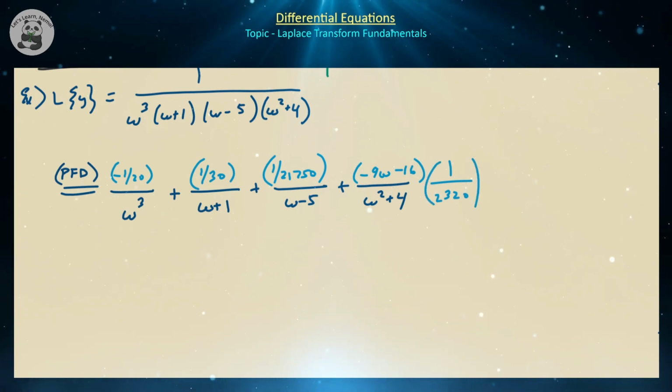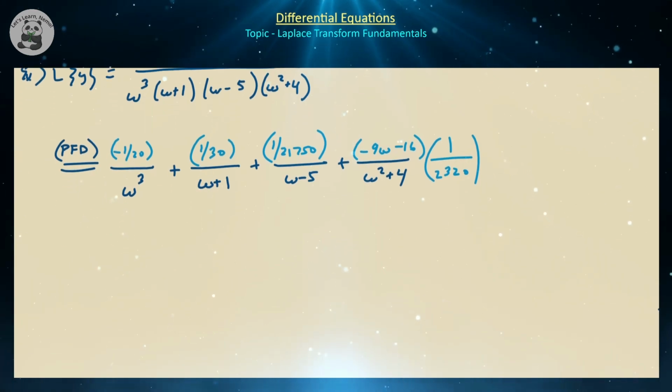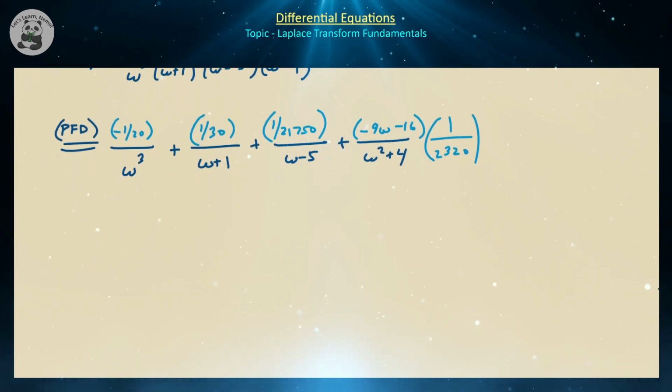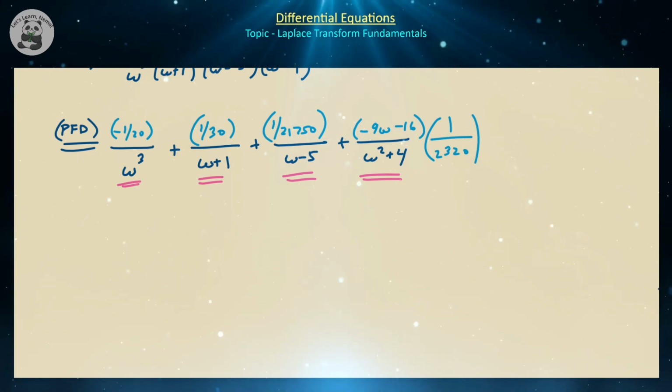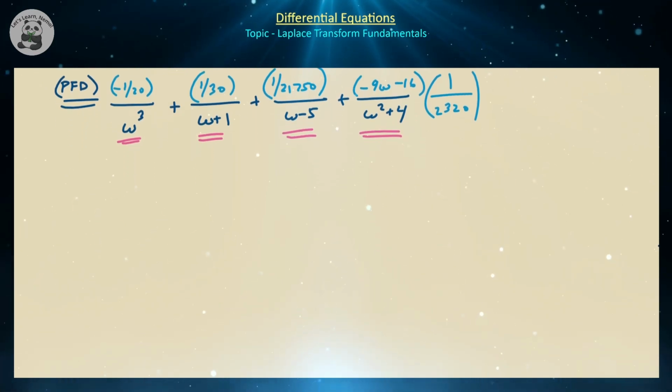All right, so that's the hardest part, I think, because once you have a linear series of terms, then it should be very, very easy to find the inverse Laplace transform. Because you're like, oh, 1 over omega cubed, that's like an x squared. 1 over omega plus 1, that's like e to the minus x. Omega minus 5 on the bottom, that's like e to the 5x. Omega squared plus 4 with a variable on the top, that's like cosine. Omega squared plus 4 on the bottom with a constant on top, that's like sine.